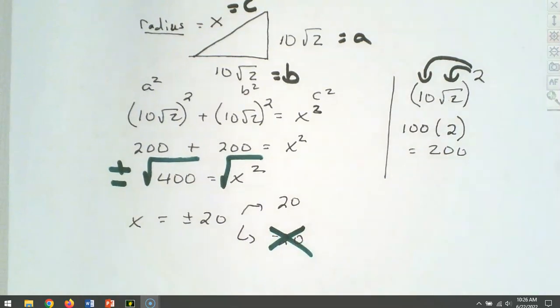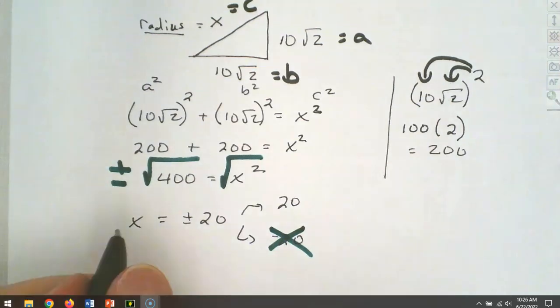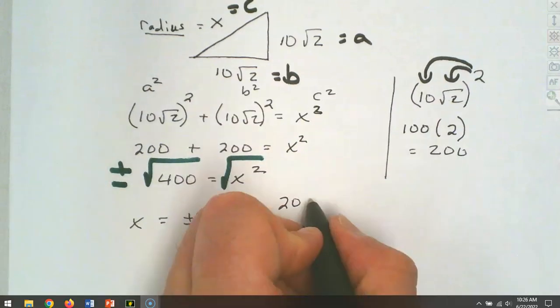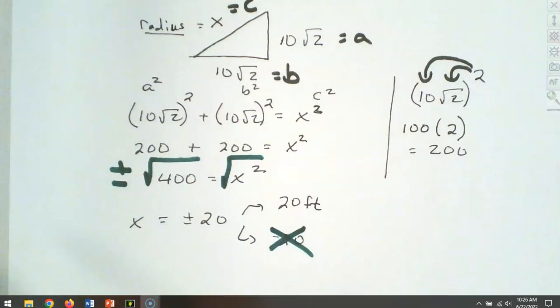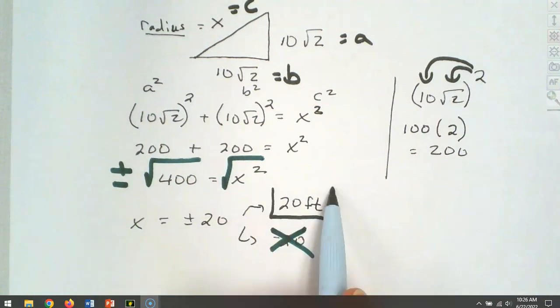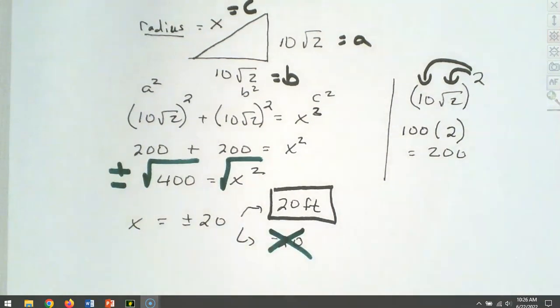And what are our units here? It's in square feet for the area. So if it's in square feet for the area, then your radius has to be in feet. So your answer would simply now be 20 feet. So we need to set that sprinkler so that it sprays 20 feet out.